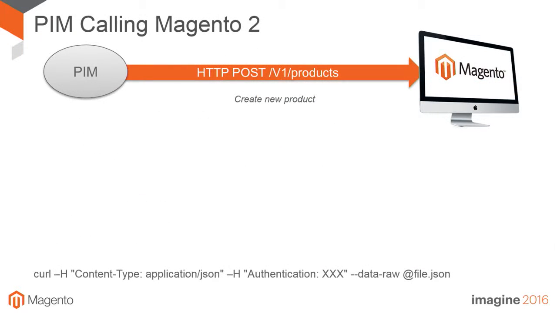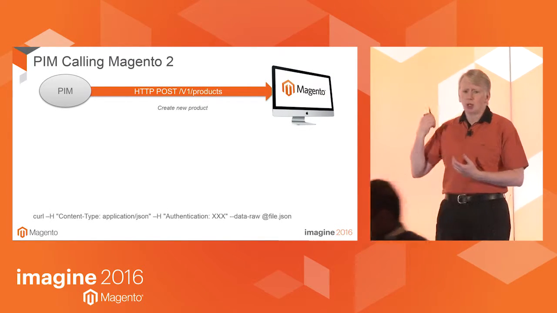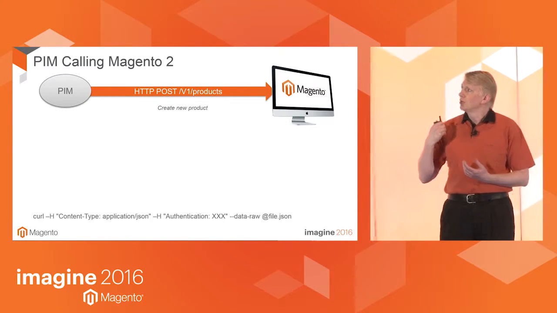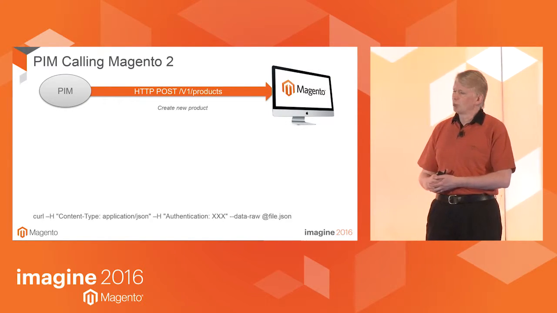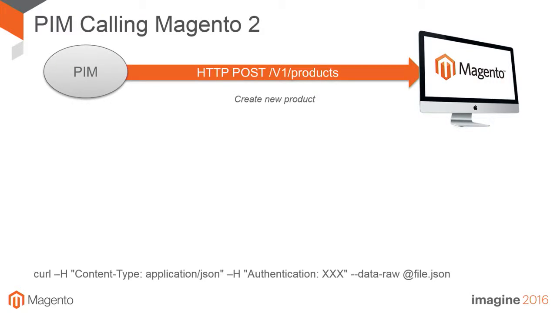So let's talk a little bit about, just as a use case, how would I do something like a product information manager talking through to a Magento web server? So in this case, whenever the PIM decides there's a new product, it'll also work for updates. You can just basically send a HTTP post request over to Magento whenever a new product needs to be created.